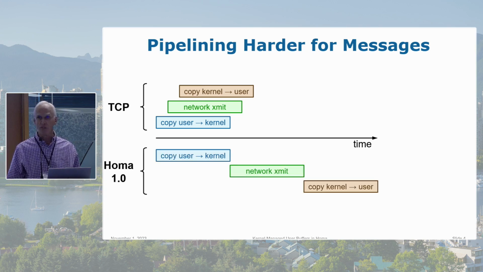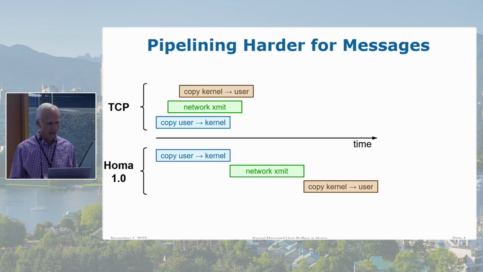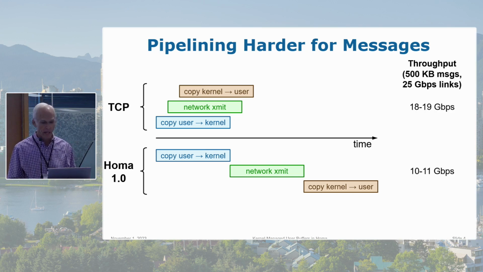In fact, in the original version of the system, there was no pipelining at all. You know, the natural way, if you're doing a message, is copy the whole message into the kernel, then transmit the whole message over the network, and then once it's been received, copy the whole message out to user space. And if you do it that way, which Homa did originally, on a 25 gigabit per second network, you lose almost half of the network bandwidth.